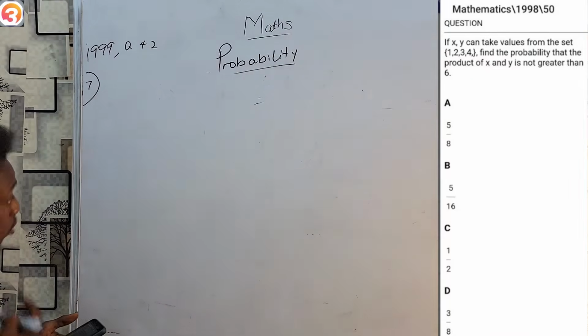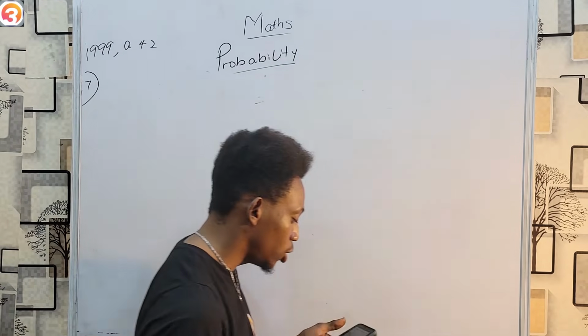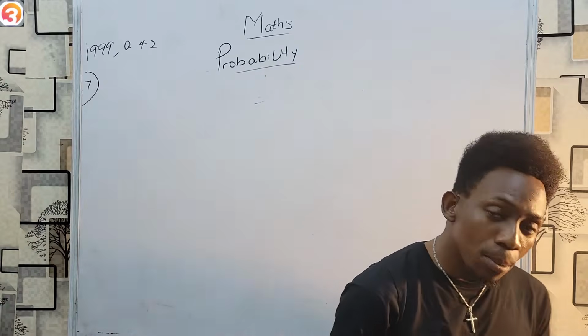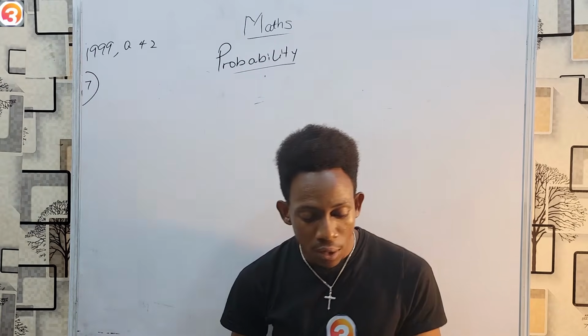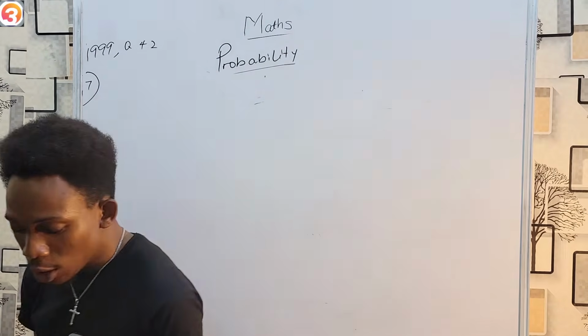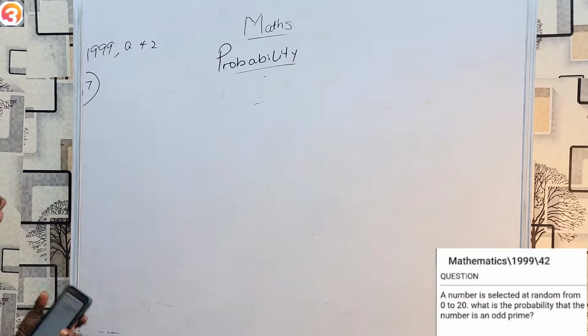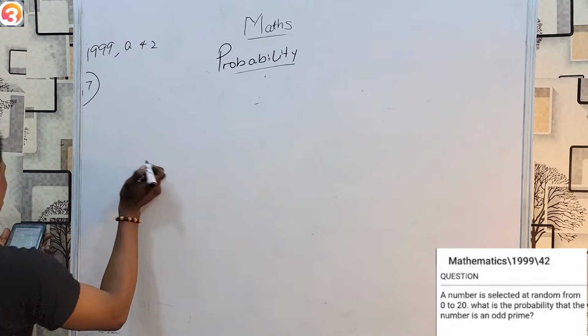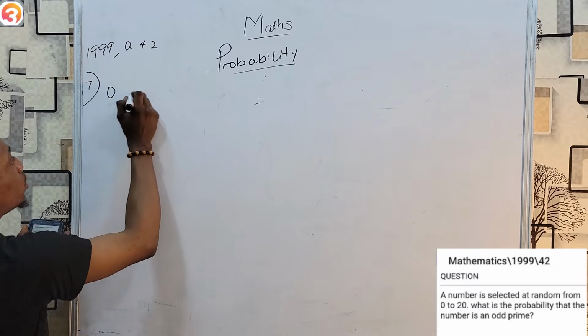Okay, my next question, this time from 1999, number 42, says a number is selected at random from 0 to 20. Probability that the number is an odd prime. Let's start all the numbers. Let's just get all the numbers from 0 to 20.